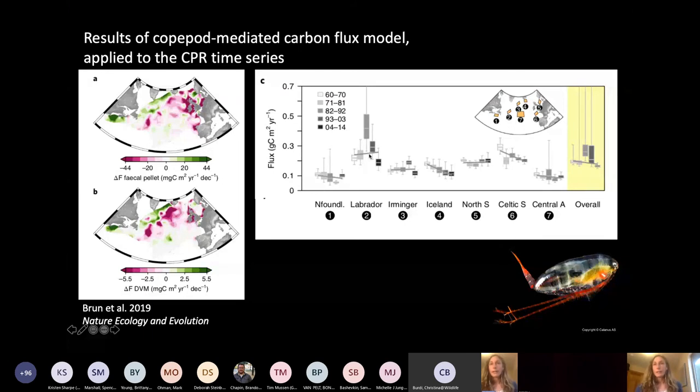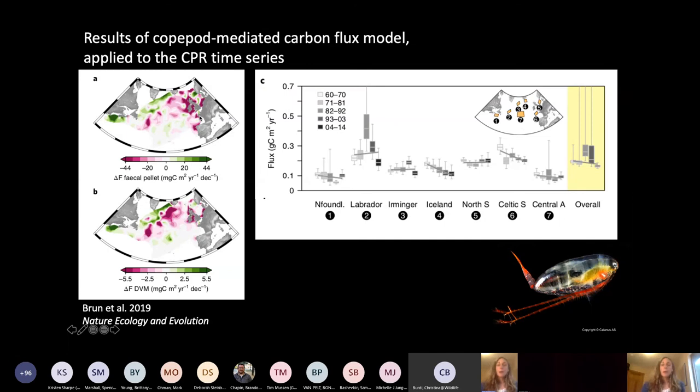On the right here, you can see we've zeroed in on certain areas that were really well sampled by that time series. And you can see that this pattern isn't consistent across the whole North Atlantic. Obviously, by these maps, you can see that as well. But in some places, flux of carbon from these copepods has gone down. In some places, it's gone up.